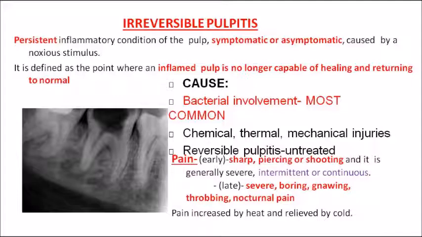Whenever the pulp is not able to go back to the normal state, that becomes irreversible pulpitis, where there will be sharp, severe, boring, gnawing or throbbing pain, which you can expect at night time also. Nocturnal pain is there. One more point you should always remember about irreversible pulpitis is that it shows spontaneous pain. Spontaneous means suddenly, whenever you are sitting very normally, you suddenly develop a pain. That is because of irreversible pulpitis.